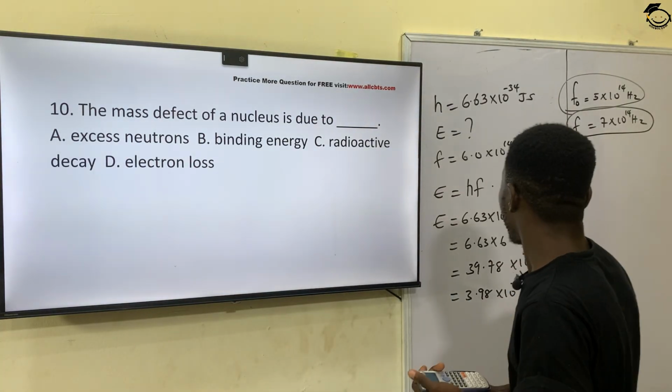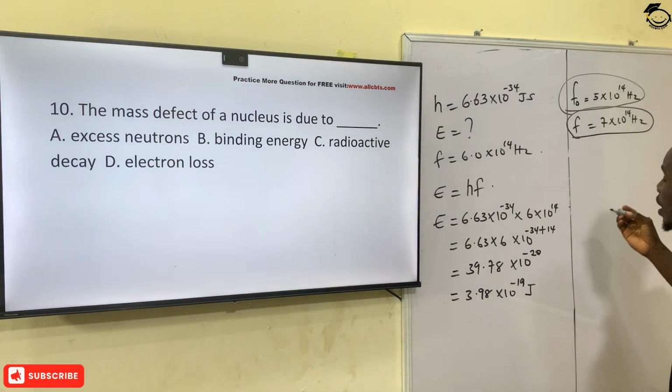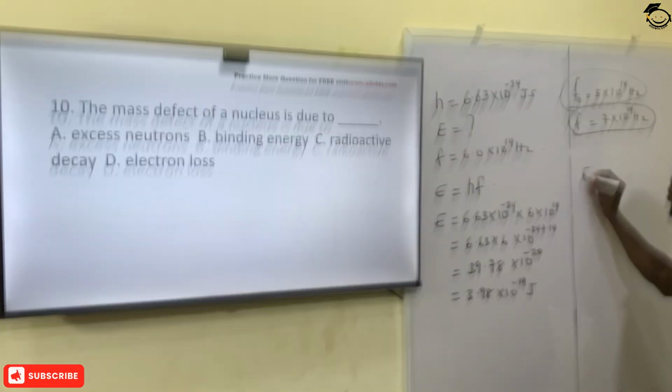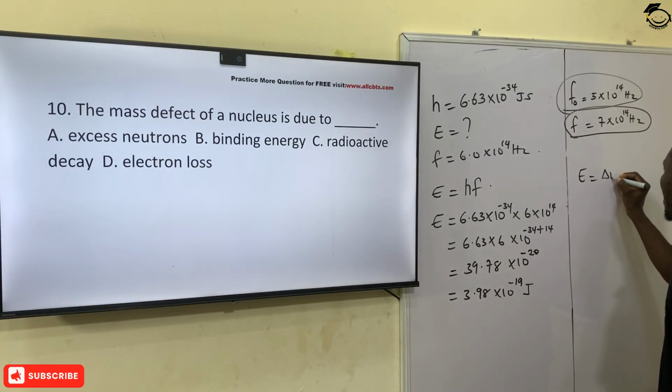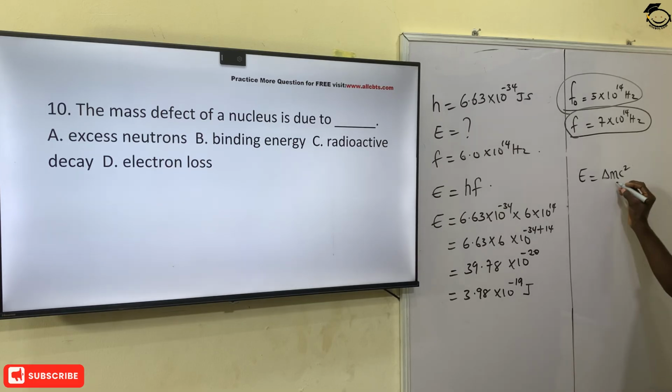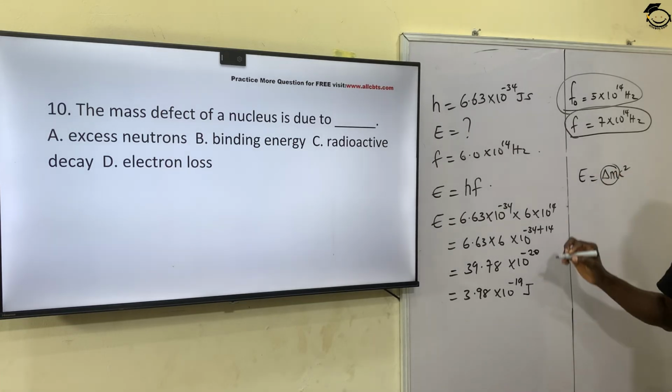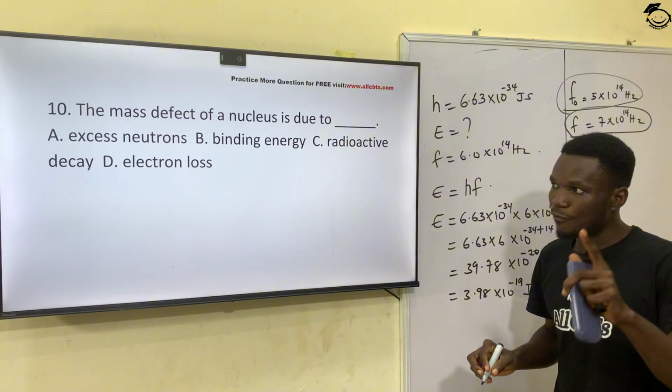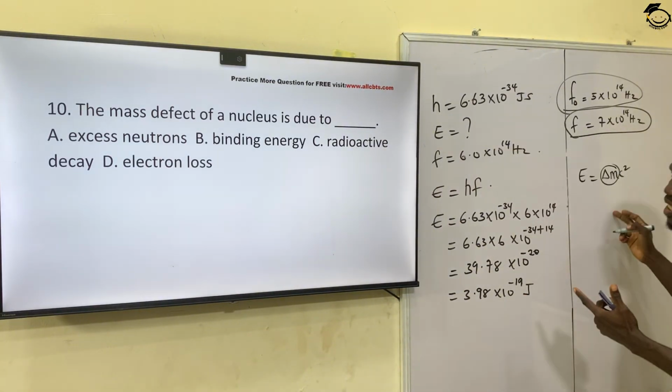Now remember that we talked about mass defect when we were talking about Einstein's equation, where we said that E is equal to change in m c squared, where your change in m here is called the mass defect. So they're asking us, what is causing this mass defect?